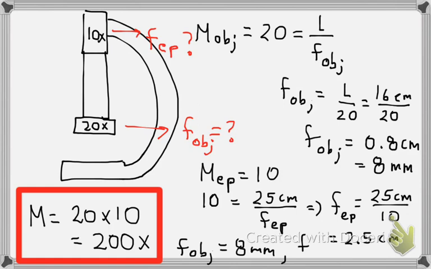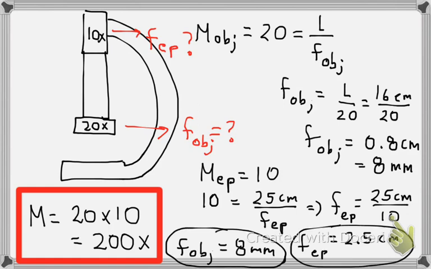What's the overall magnification of the microscope? The magnification is just the product of the magnification of the objective and the eyepiece. So 20 times 10 in this case gives us a total magnification of 200x. This microscope produces images that are 200 times bigger than what you would see if you just looked at the object with your naked eye.